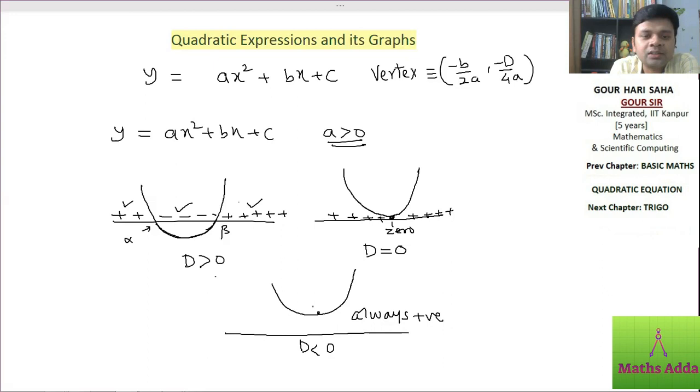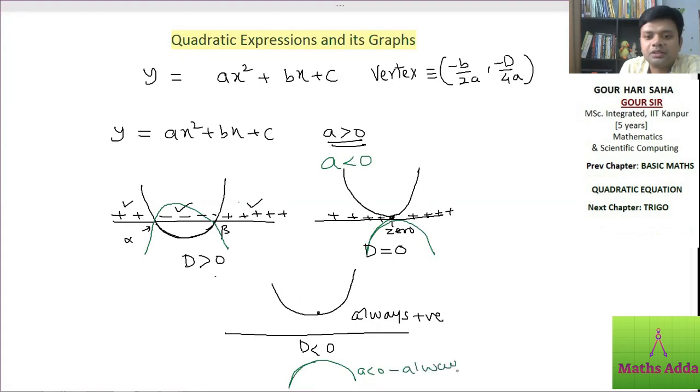We can do the same thing for negative. For negative, the graph will be like what? I am plotting it on this one only with another color. So when a is less than 0, the graph will be like this one or like this one, got it? So this means that when a is less than 0, it is always negative. We discussed this in the last section, clear?